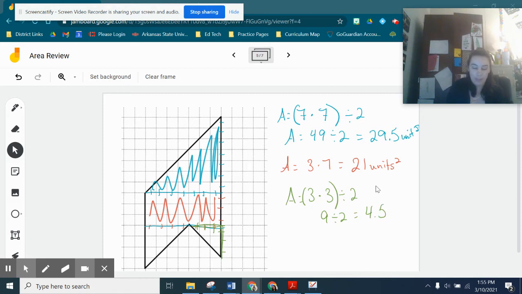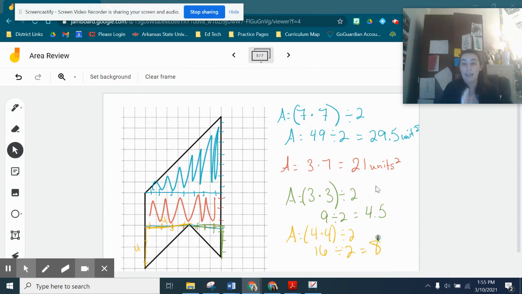Okay, and then I'm going to come over here to my last one. This one is 1, 2, 3, 4. And then 1, 2, 3, 4. That just happened to happen. I didn't mean for that to happen. So 4 times 4 divided by 2. So that's 16 divided by 2, which is 8.